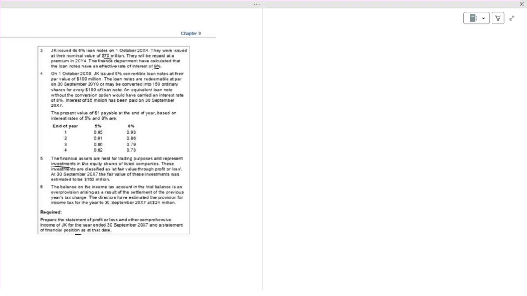The balance in the income tax account. Income tax also they have mentioned in the trial balance. Over provision. They have made over provision of taxation. The directors have estimated the provision of income tax is how much? 24 million. This is a 20 marks question.